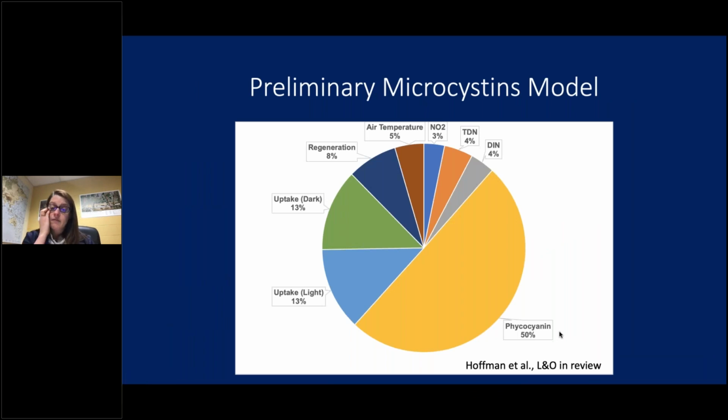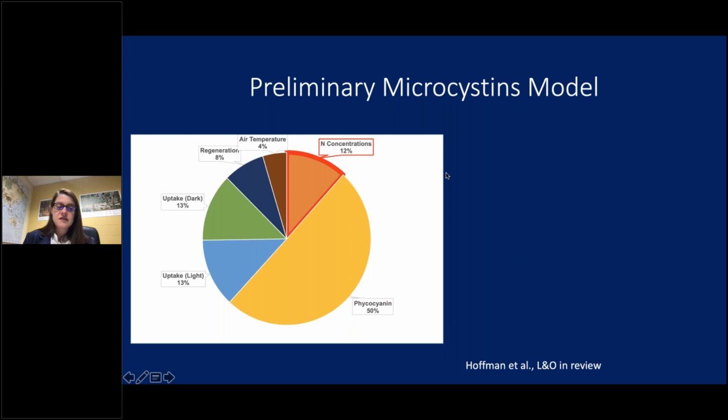So what went into that model? Well, in this case, there are a lot of things that go in there, and I think it's important to acknowledge here that phycocyanin biomass accounts for half of the explanatory value of the model. And then about a third of it is accounted for by things like temperature and nitrogen concentrations. And so nitrogen concentrations together, different forms of nitrogen, account for about 12% of the variability that we can explain.